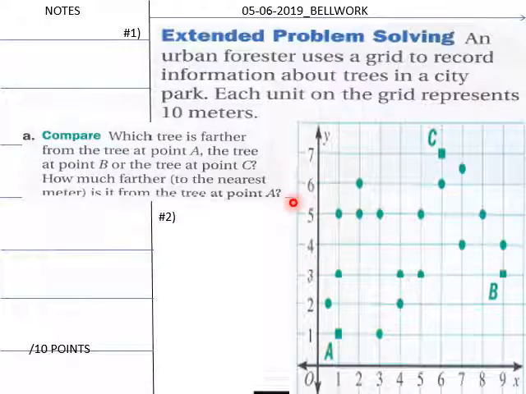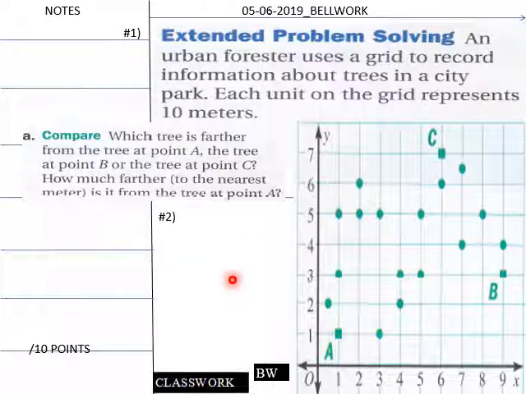In today's bell work, students, teachers, extended problem solving uses a grid. Which tree is further from the tree at point A? We have a tree down here at point A. Which tree is further from point A, the tree at point B or point C? How much further, to the nearest meter, is it from the tree at point A? So students, you have to figure the distance of point B and point C. Teachers, give your students about 7-8 minutes.